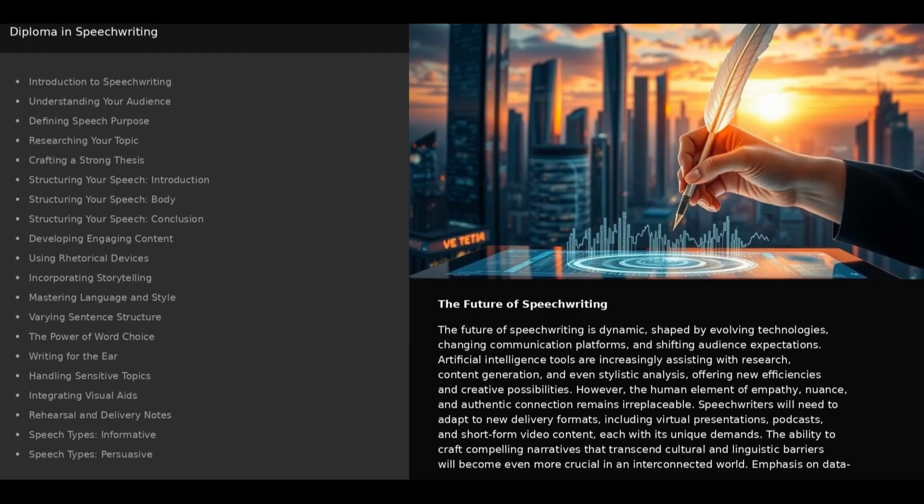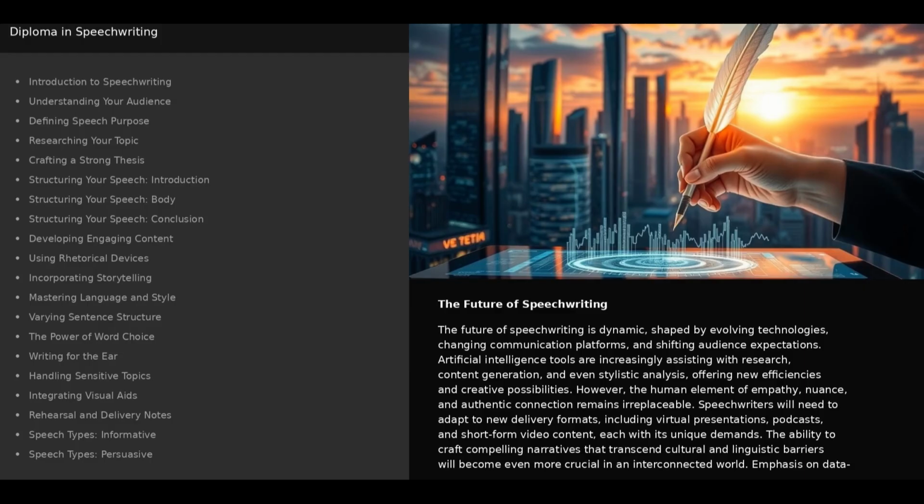The future of speechwriting. The future of speechwriting is dynamic, shaped by evolving technologies, changing communication platforms, and shifting audience expectations. Artificial intelligence tools are increasingly assisting with research, content generation, and even stylistic analysis, offering new efficiencies and creative possibilities. However, the human element of empathy, nuance, and authentic connection remains irreplaceable.